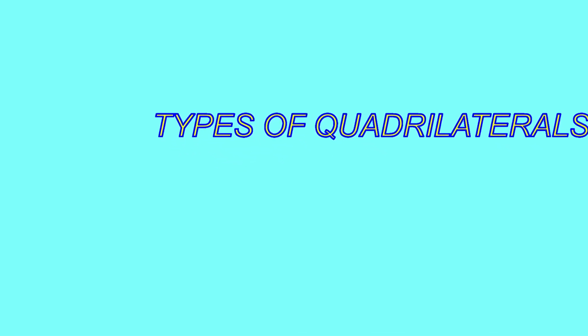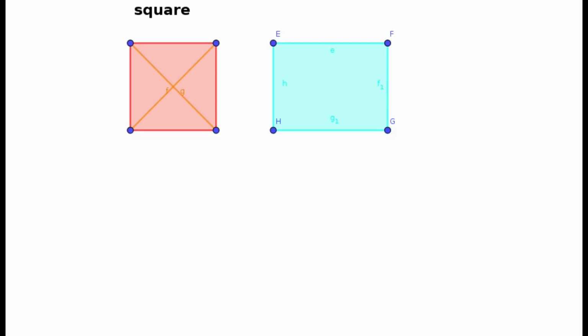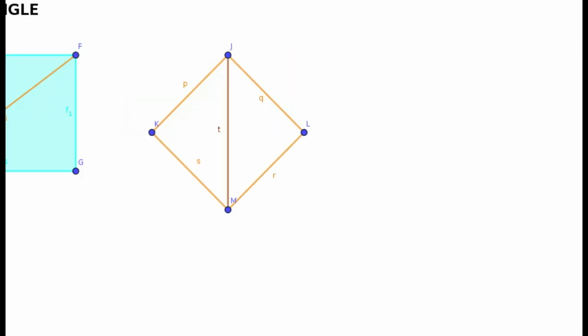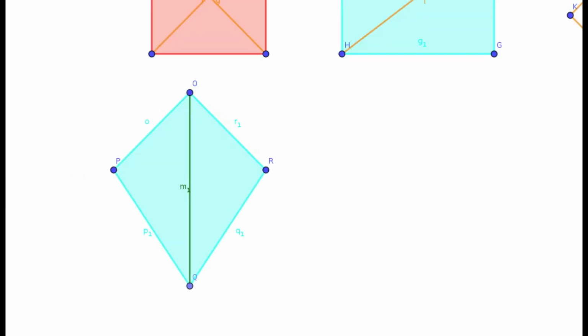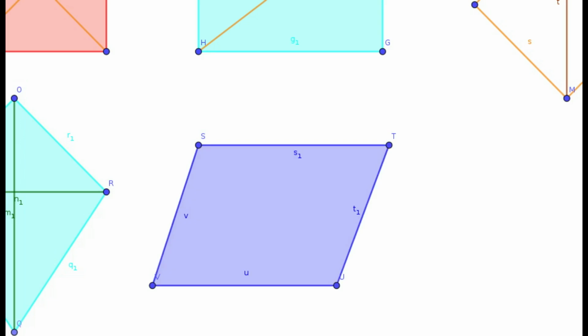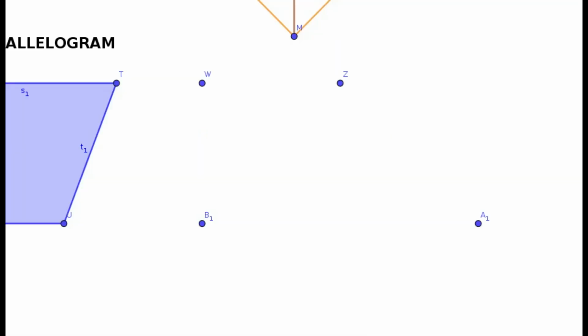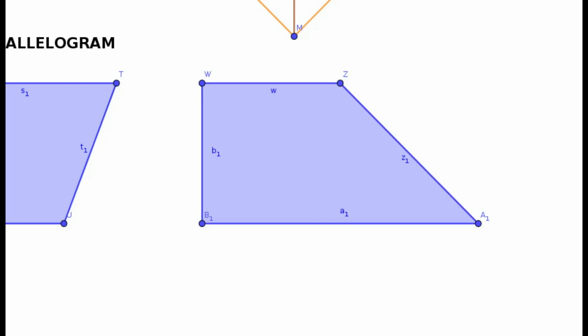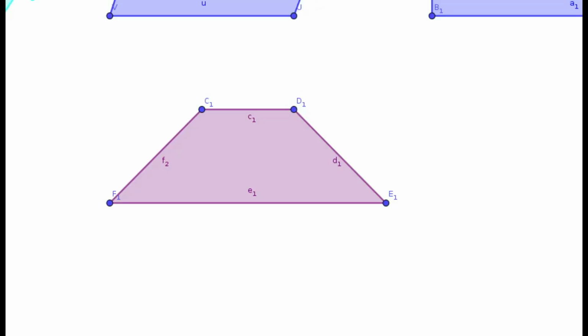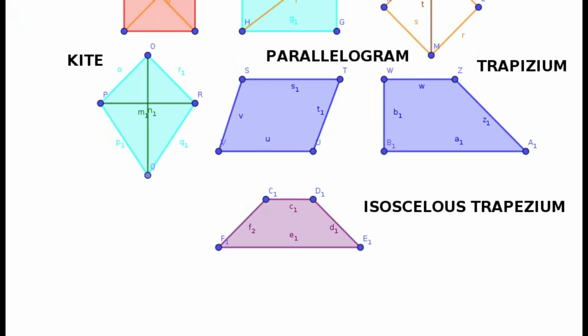Types of quadrilaterals: square, rectangle, diamond, kite, parallelogram, trapezium, and isosceles trapezium are different types of quadrilaterals.